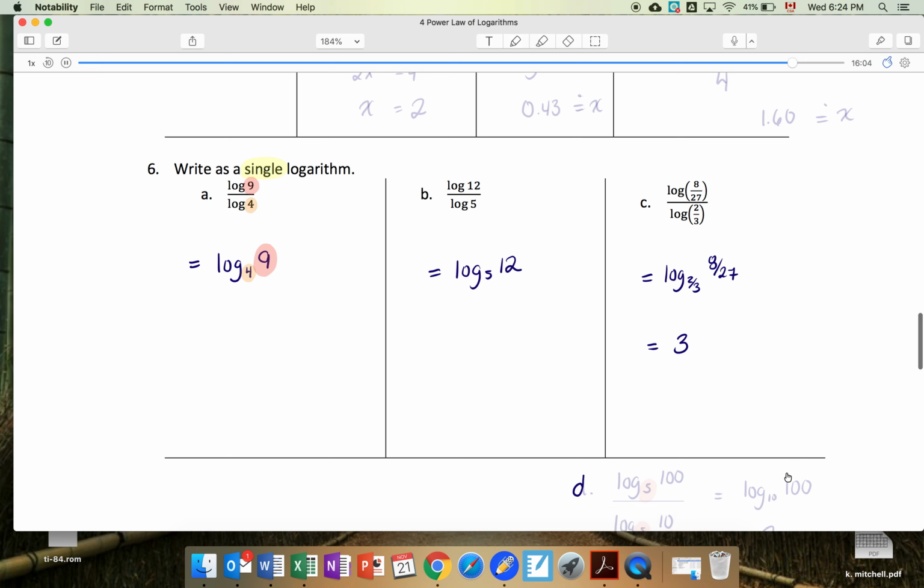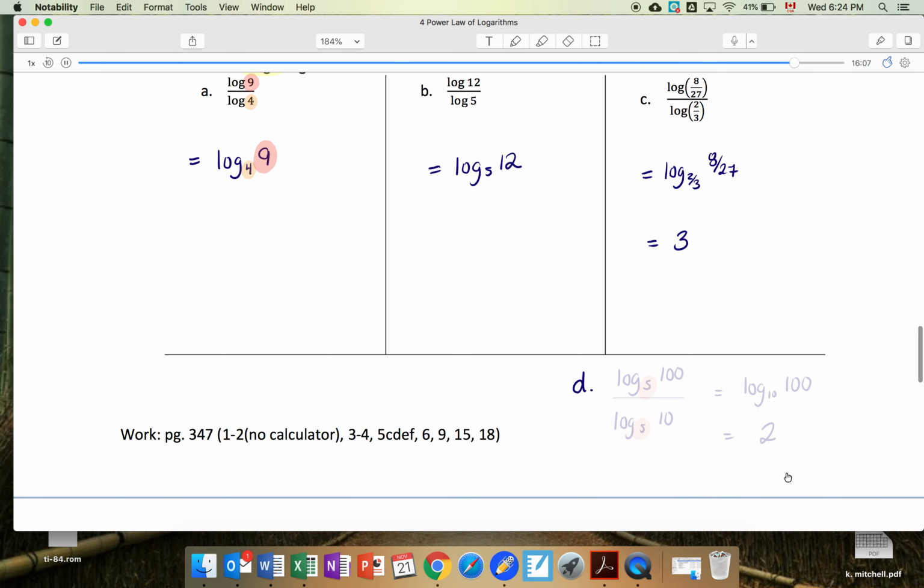I'm just going to add one last example because I just want to emphasize that the change of base formula works with other bases besides base 10. So for example, if I gave you log base 5 of, say, 100 divided by log base 5 of 10, I can use my change of base law still, even though it's something different than base 10. The only reason why I can use it, though, is because it is both base 5. So this would become log base 10 of 100, which we now know equals 2.